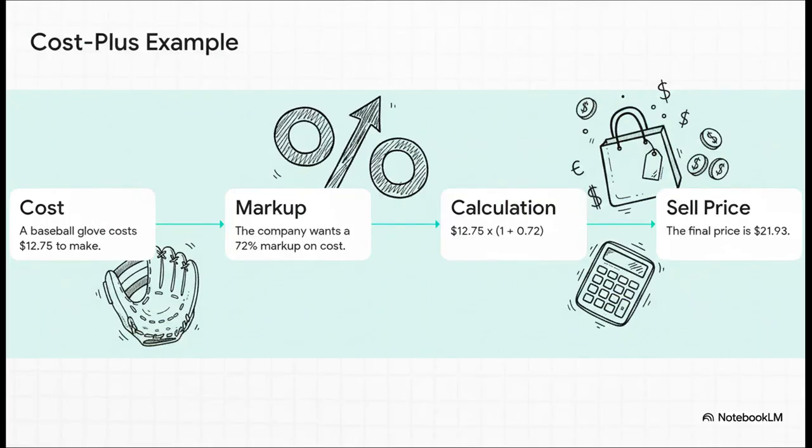Let's put some numbers on this so it makes sense. Let's say a company's total cost, their COGM, for a baseball glove is $12.75. They decide they want a 72% markup. So the math's pretty simple. You take the cost, $12.75, and multiply it by 1.72. Boom. The price they sell it to stores for is $21.93. See? Simple, clean, and based completely on what's happening inside their own walls.